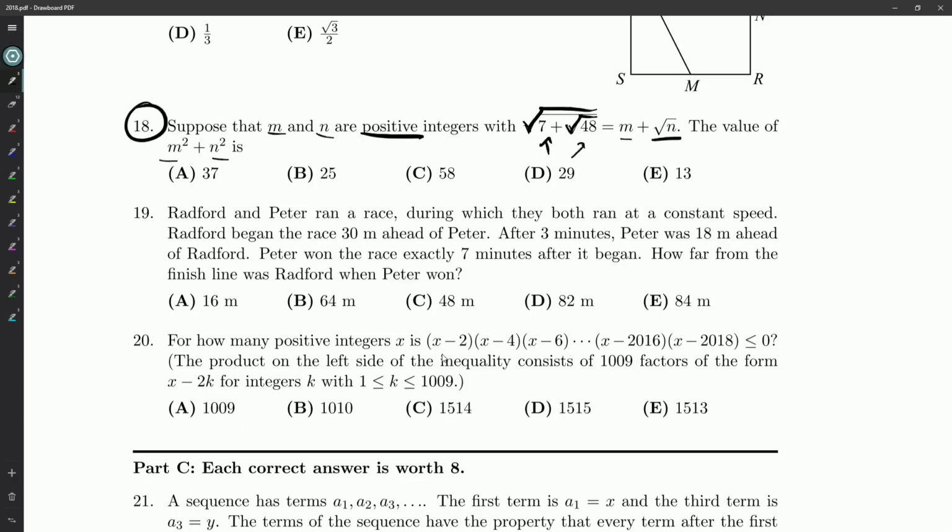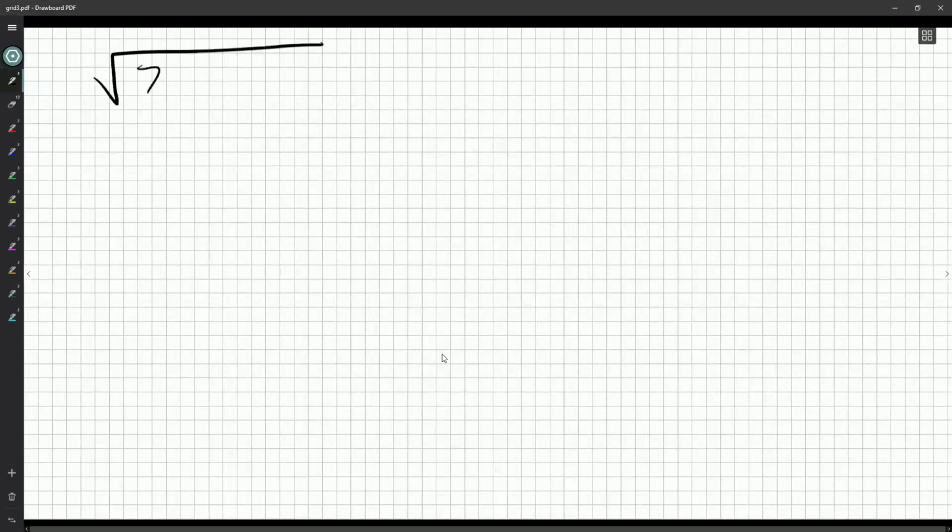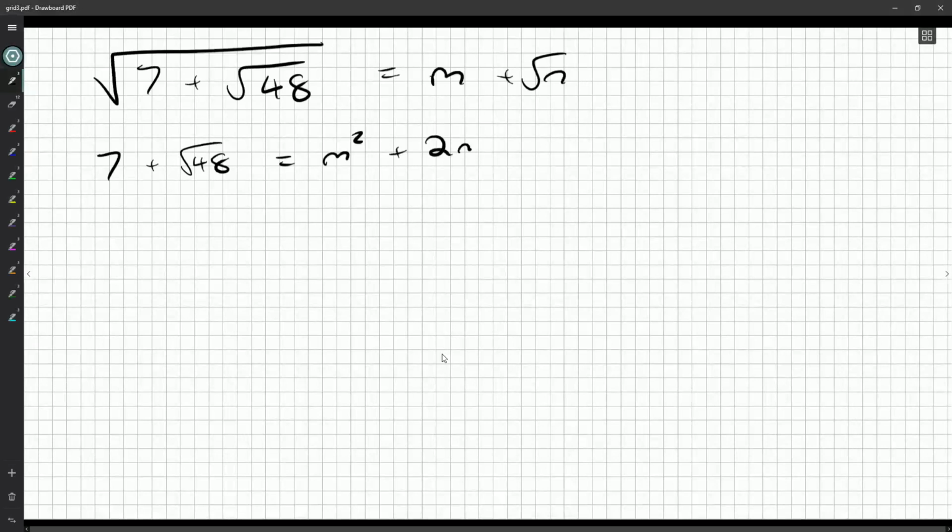Okay, so what can we do here? Well, first things first, I would probably copy down the expression. This is all we know. And this is m plus the square root of n, and I really feel like squaring both sides. So we'll get m squared plus 2m root n, and then root n squared just becomes an n.